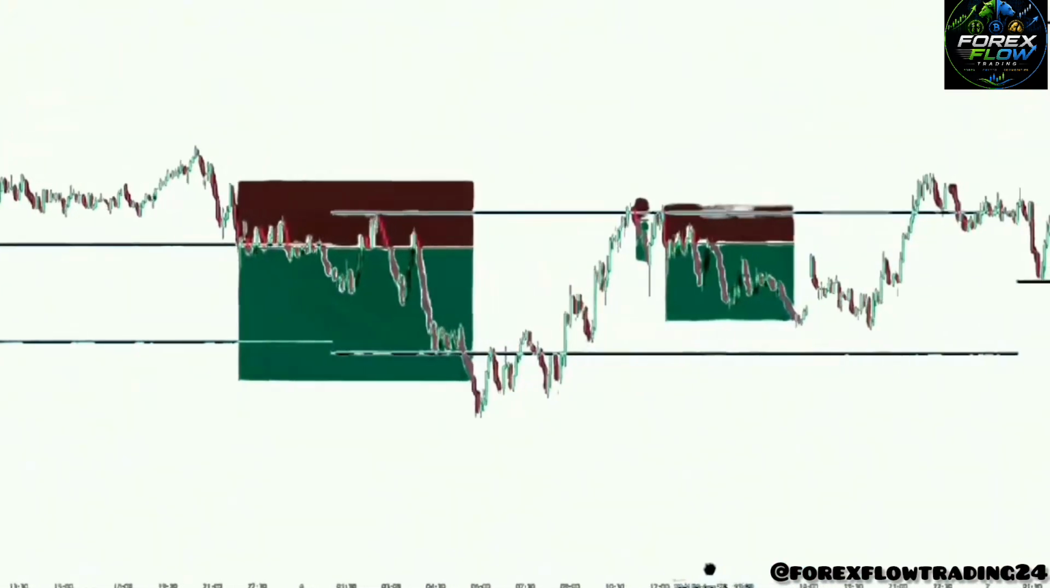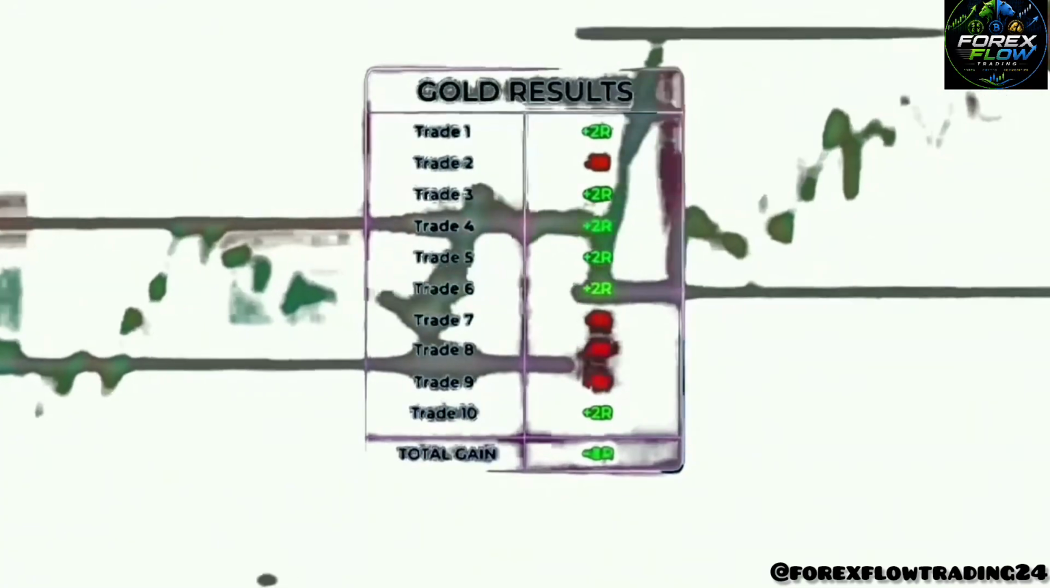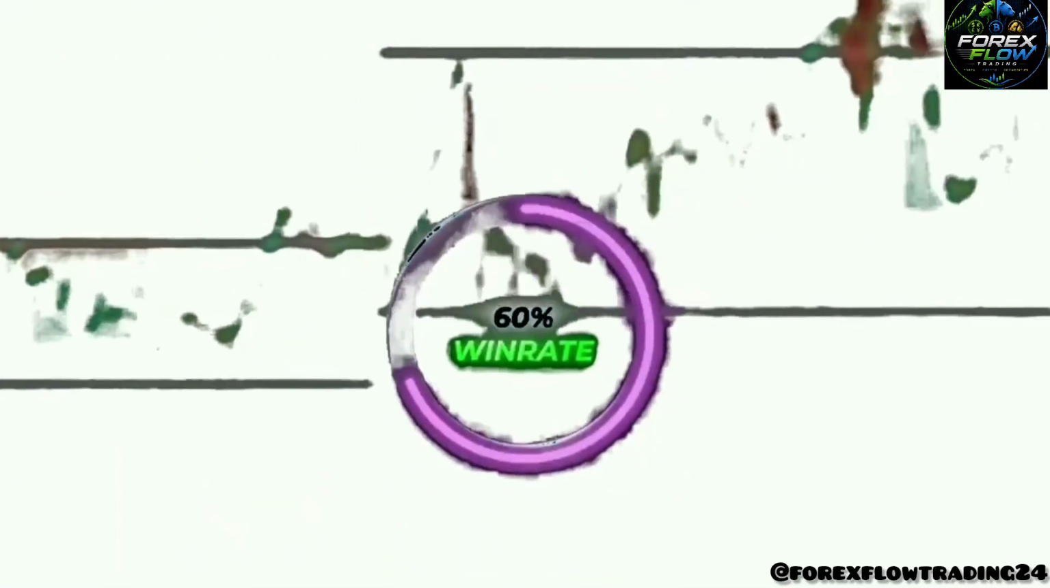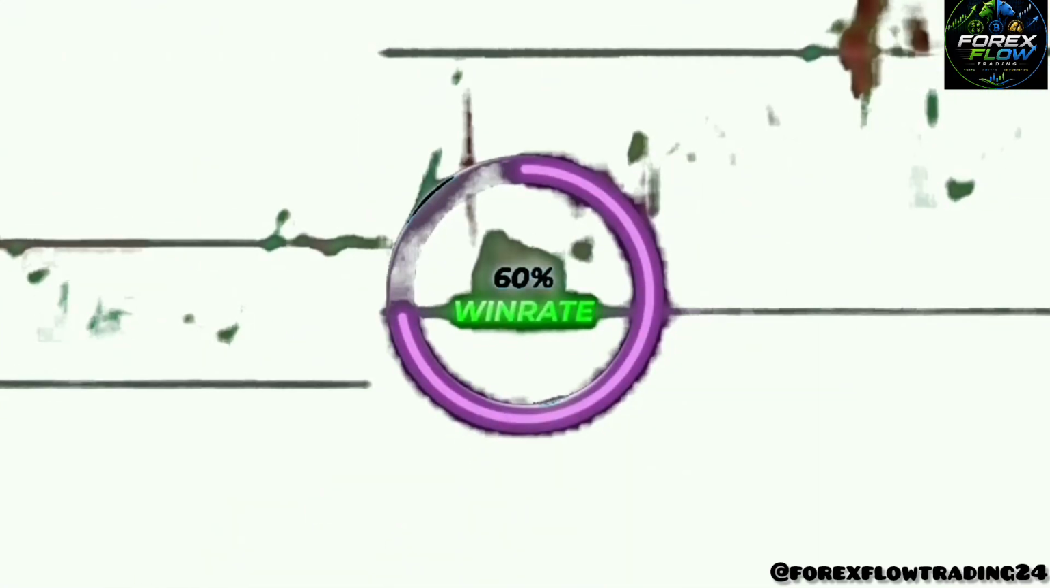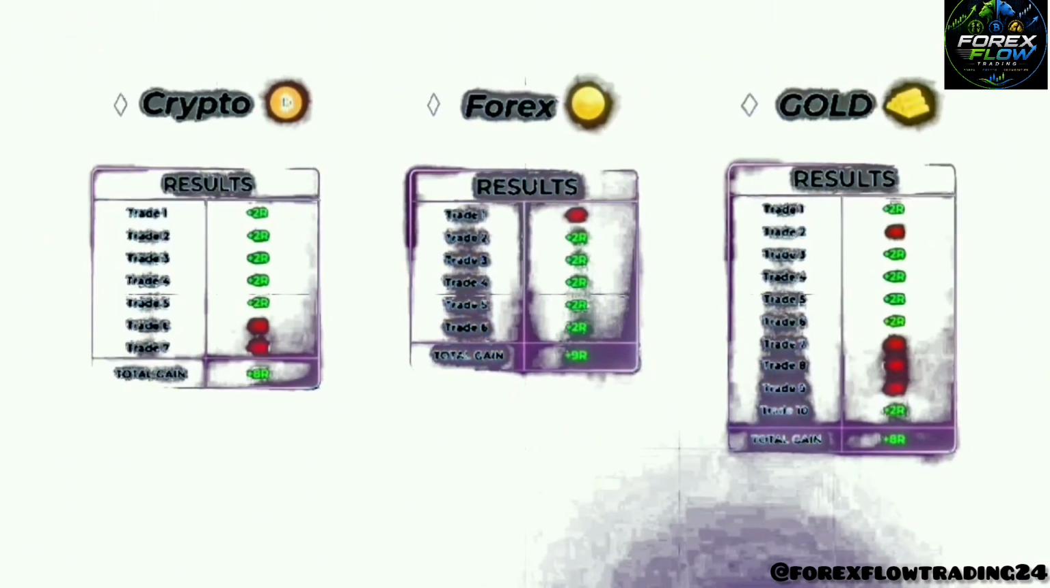Out of 10 trades we took on gold, the strategy gave us 6 wins and 4 losses, with a total of 8R gained. That equals a 60% win rate, which again are very solid returns. So those are proof that the simple 4-hour range strategy works extremely well, even when traded on different markets.